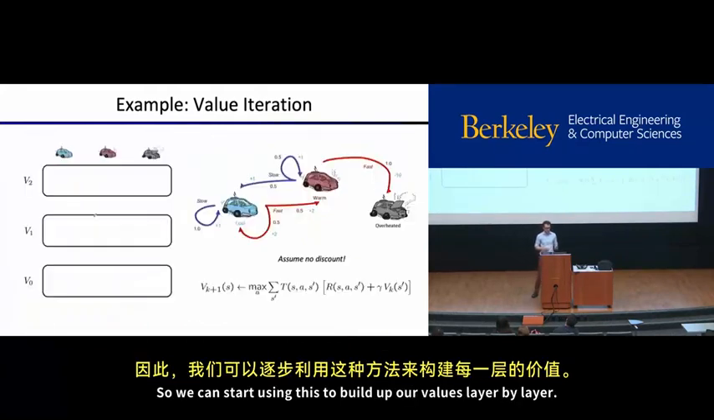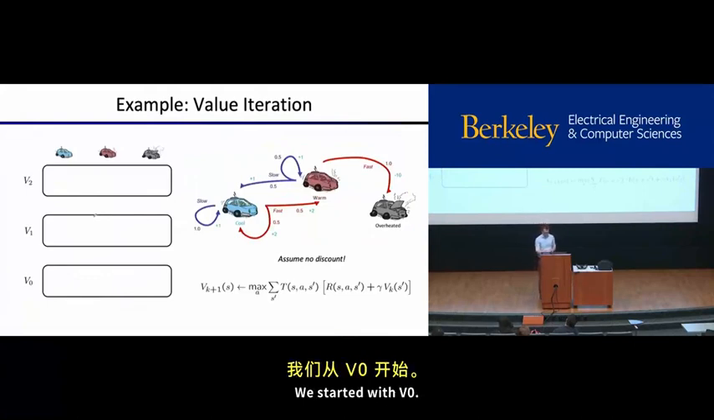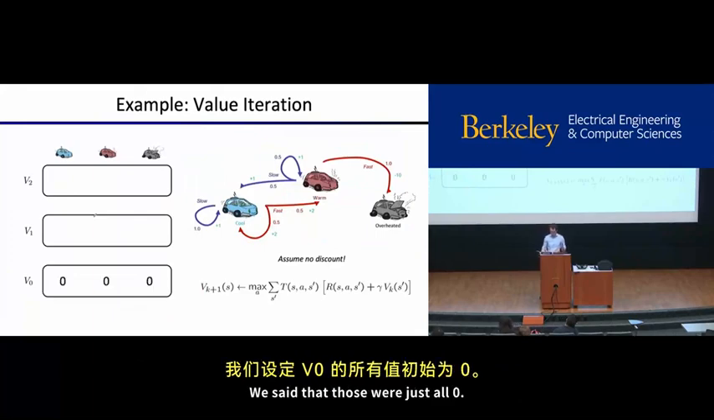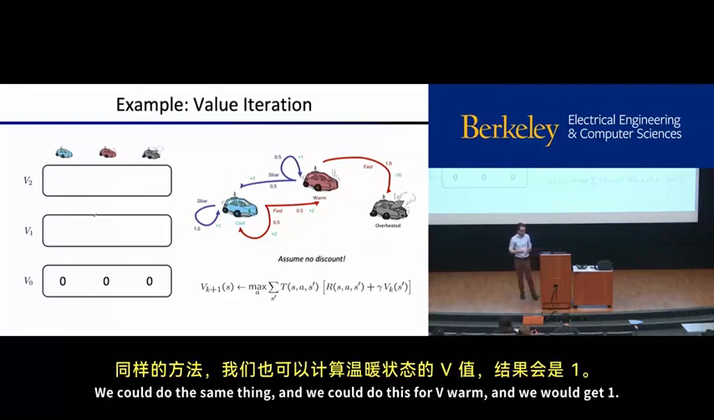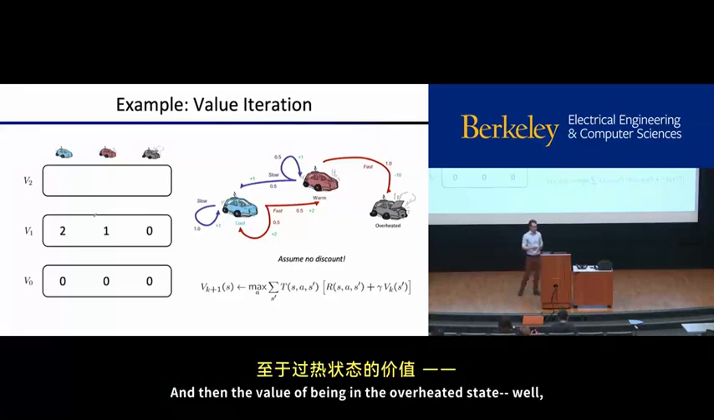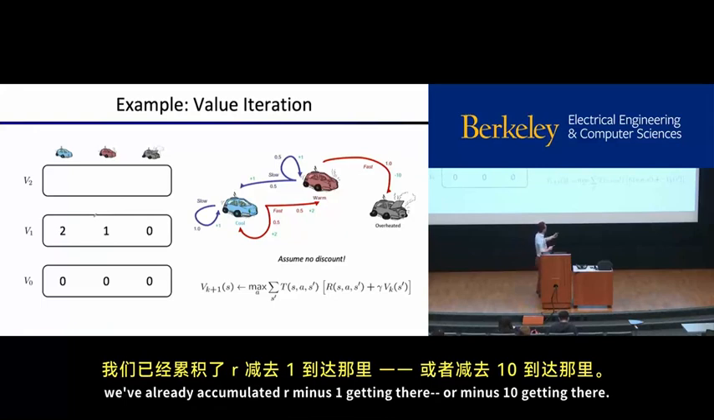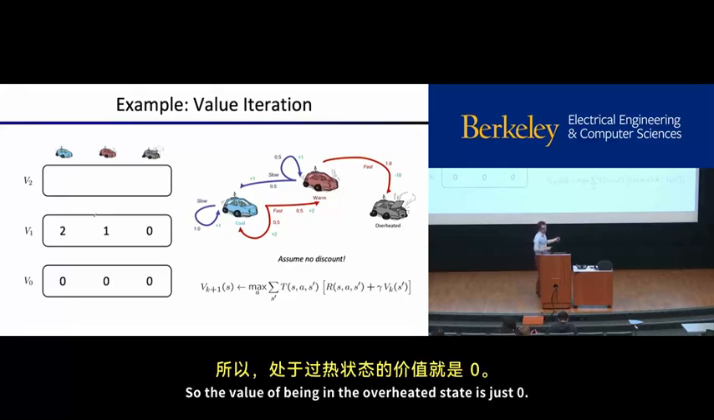So we can start using this to build up our values layer by layer. We started with V0. We said that those were just all 0. We just computed V1 of cool. We could do the same thing for V warm, and we would get 1. And then the value of being in the overheated state, well, we've already accumulated our minus 1 getting there, or minus 10 getting there. So the value of being in the overheated state is just 0.